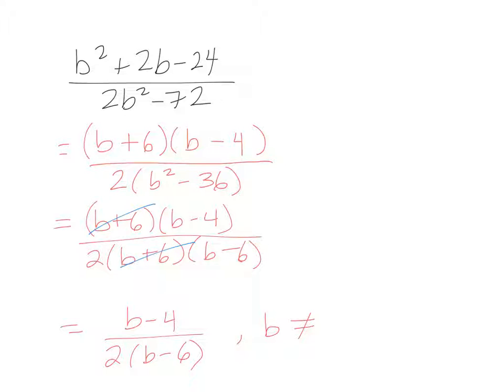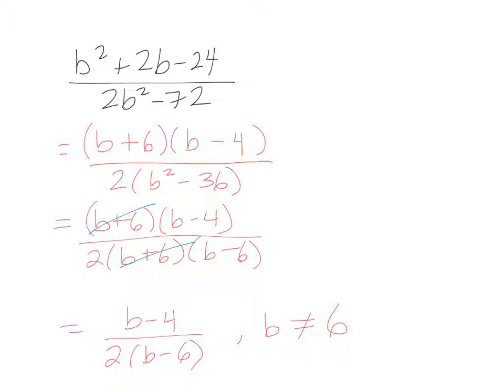What can b not equal? 6. Anything else? 0. No. 0 is okay, because if it's 0, it's 2 times 0 minus 6, which is fine. Remember, it's things that'll make the denominator equal to 0. And it's not things that'll make the final denominator equal to 0. It's things that'll make the original denominator equal to 0. Or actually, we don't look up there at the original, we look at the factored form.